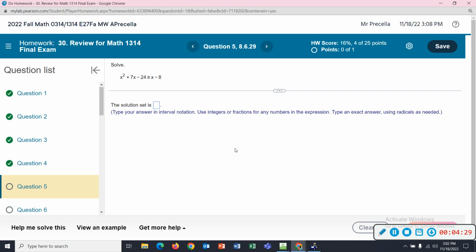So question number 5. Solve this inequality. How do I know it's an inequality? Well, there's a greater than sign on it. If you see a greater than or a less than sign, the method that you use for solving is the cut point method. x squared plus 7x minus 24 is greater than or equal to x minus 8.